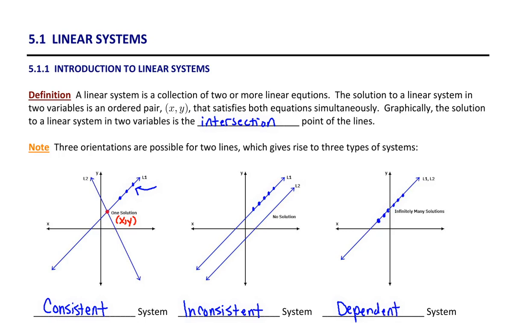So three possible orientations for linear systems exist, and again, for the most part, we'll be studying consistent systems. In the next few videos, we'll look at algebraic methods for solving linear systems.